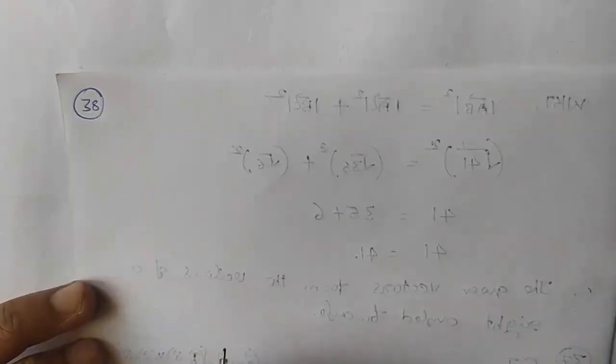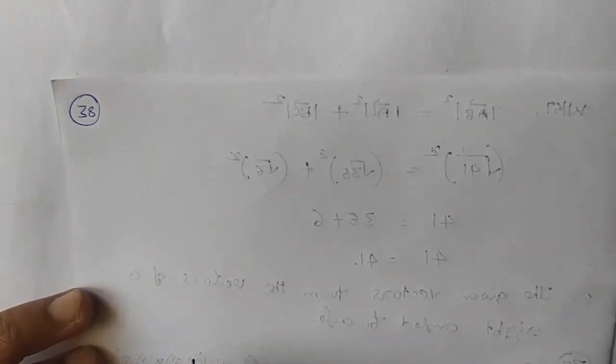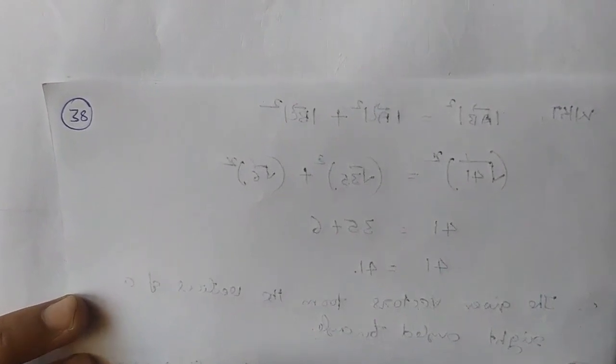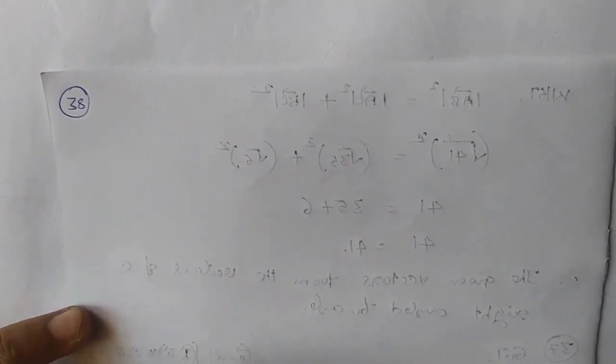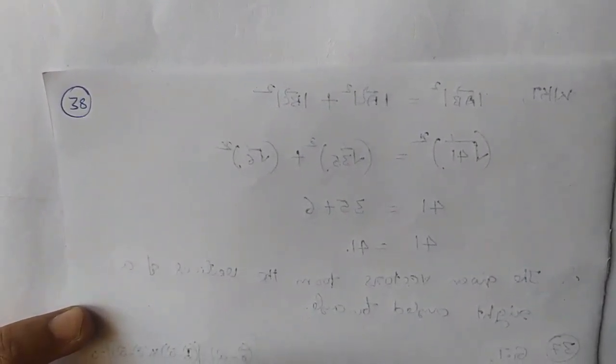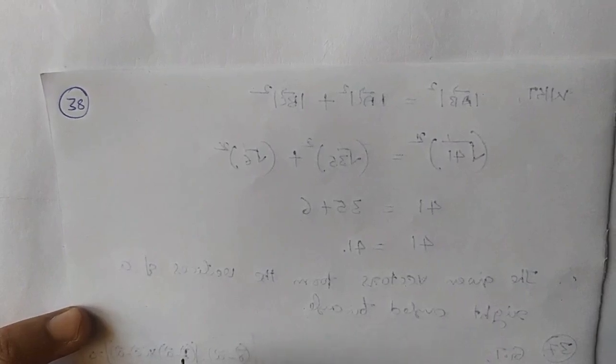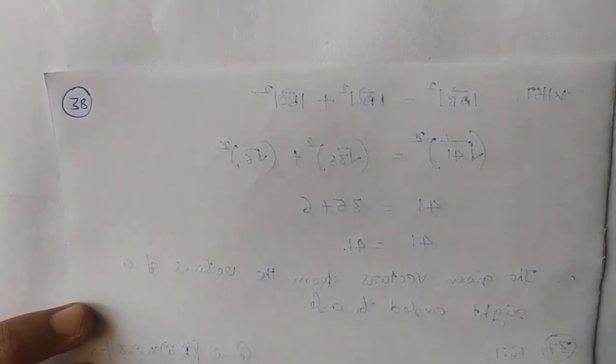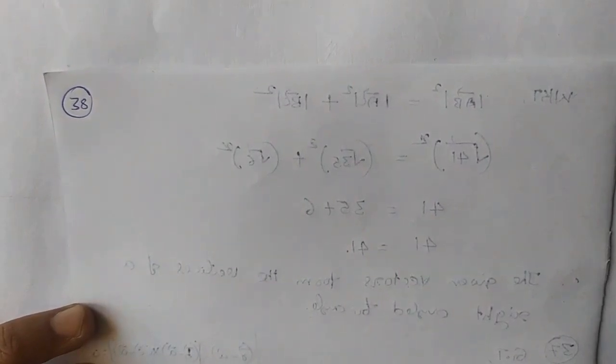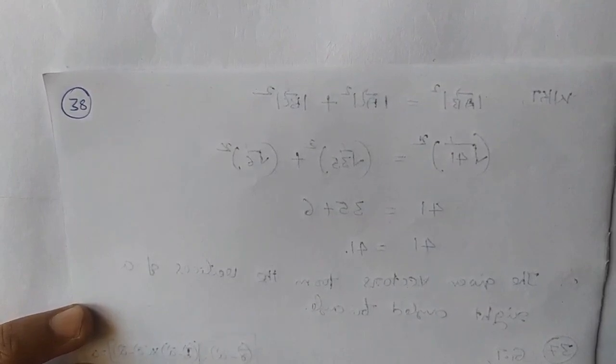Next, see the 38th question. A man is known to speak truth 3 out of 4 times. He throws a die and reports that it is 6. Find the probability that it is actually a 6. The given question is like that. A man is speaking the truth 3 out of 4 times.